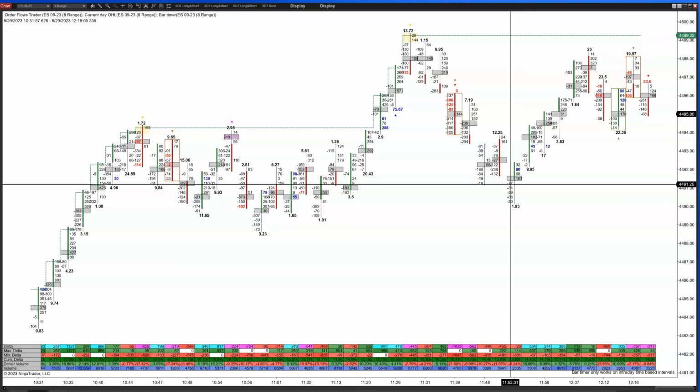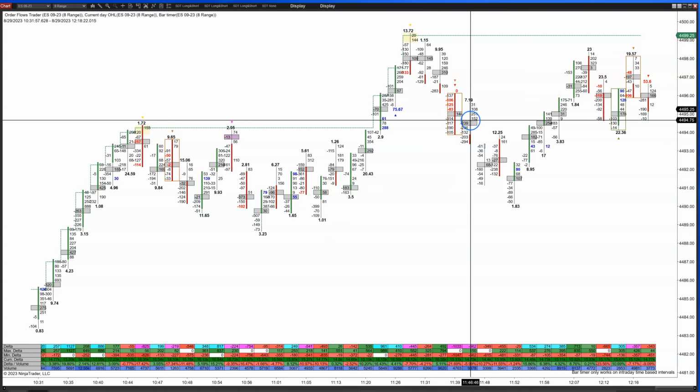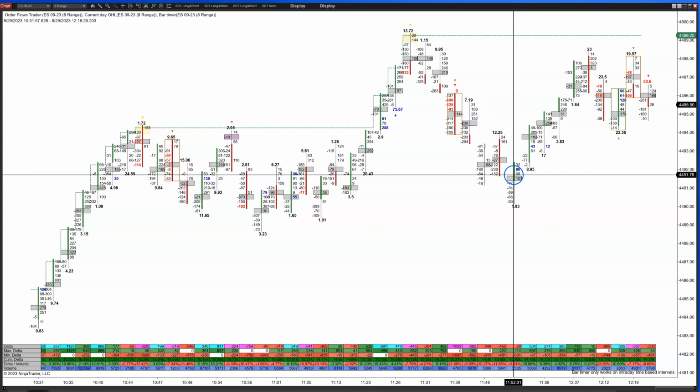Okay, so what does all this mean? Now remember, this is delta. It's not the actual volume. It's the difference between the volume traded on the bid and the volume traded on the offer at a price. And there are certain patterns that I like to look for, because when I see a market, you can see bars, at price levels it's going to have positive deltas, it's going to have negative deltas, at different levels.